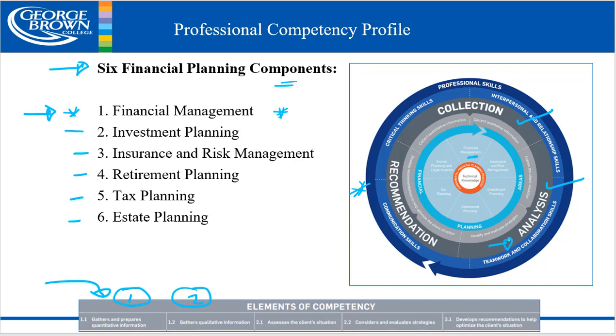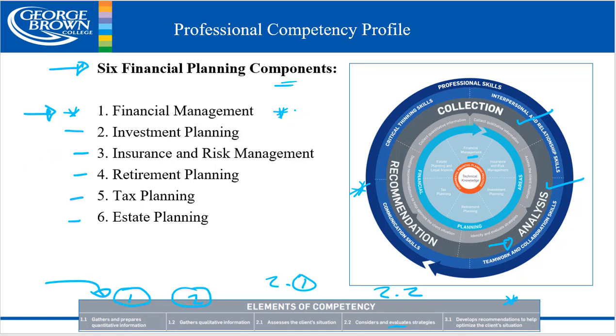Similarly, when we get into the analysis, there's 2 sections. Number 1 is assess the client's situation, and number 2 is considers and evaluates strategy. And then finally, we get into the recommendation. So we're going to do this for each of these 6 financial planning components.